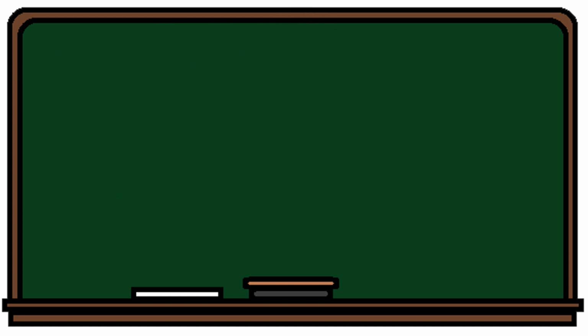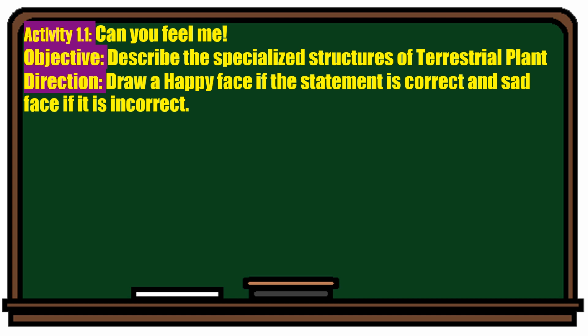After learning the different characteristics of terrestrial plants, let's have an activity. The name of the activity is Can You Feel Me? The objective of this is to describe the specialized structures of terrestrial plants. For your direction, you are going to draw a happy face if the statement is correct and a sad face if it is incorrect.